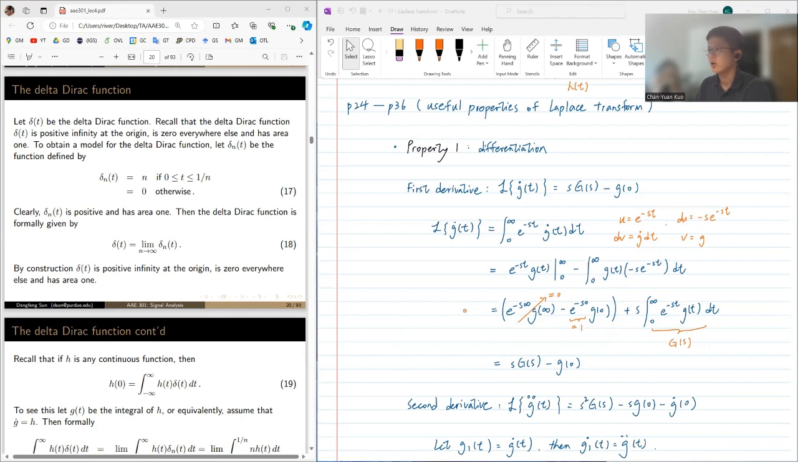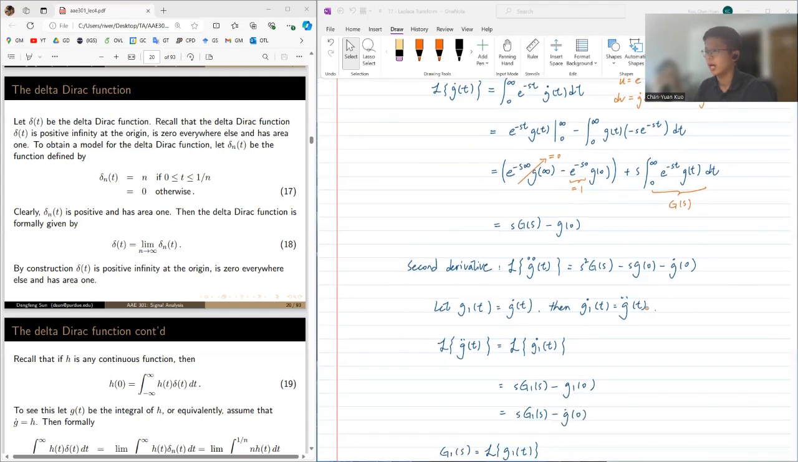And to see this, let's just follow the definition of the Laplace transform again. So the Laplace transform of the first derivative of g will equal the integral of e to the negative st times the derivative of g from 0 to infinity with respect to t. And here we can apply integration by parts to get these two terms here. And if you work out each of these terms, you can see that in the end, you will be left with s times the Laplace transform of g minus g of 0. And that's how you can get the Laplace transform of the first derivative of the function g.